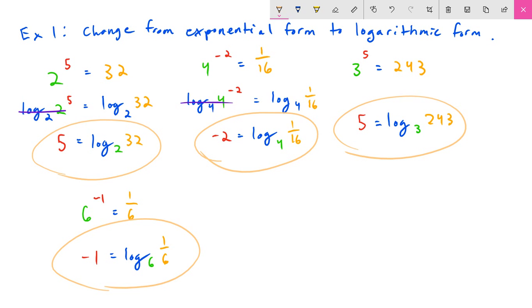All right, so if you're able to go from exponential to logarithmic, then of course you should be able to go the other way around as well. So now we're going to do example 2, change to exponential form. I'm going to give you a logarithmic form, and I want you to change it into an exponential form.